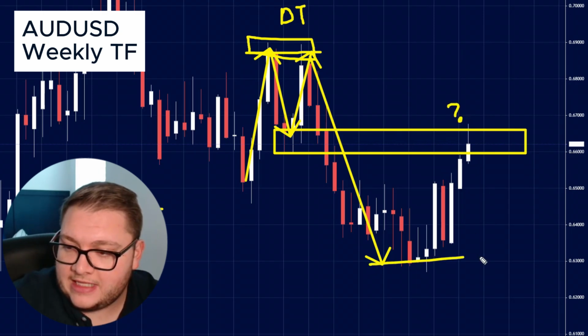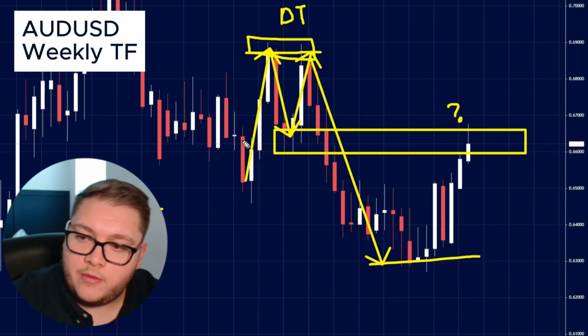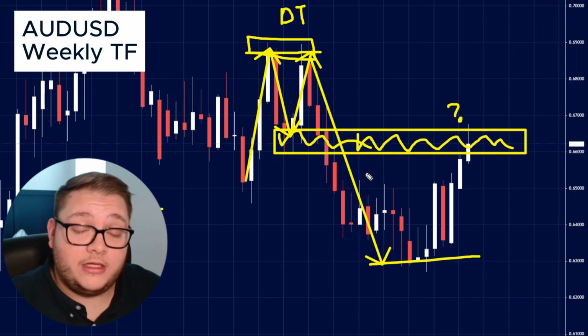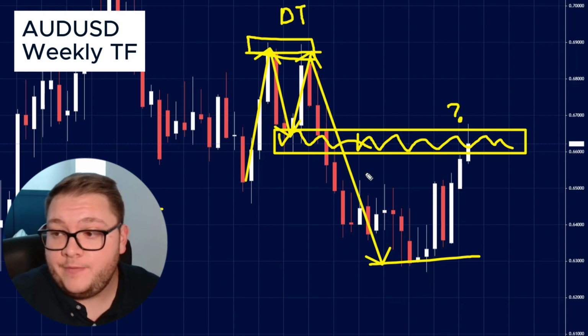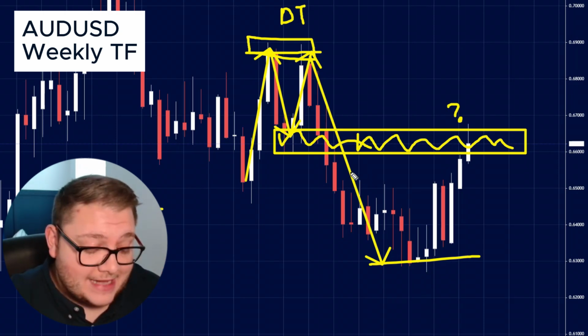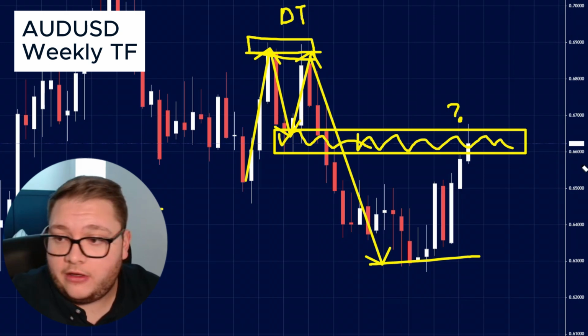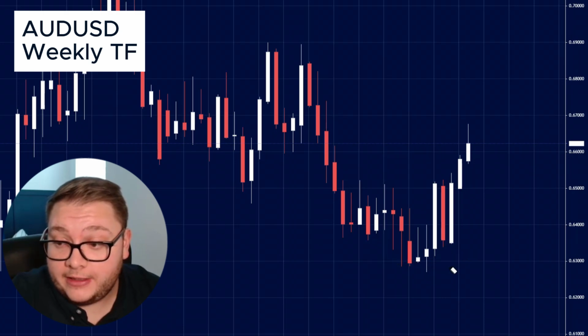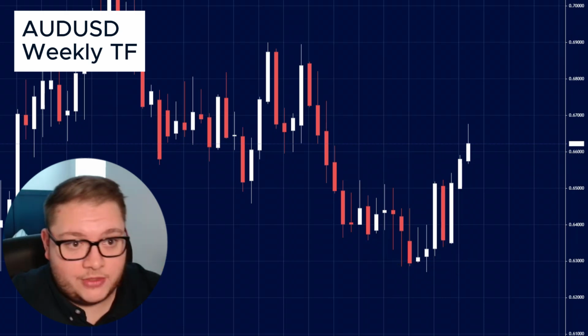We found support down at 0.63, but we've come up into a key area of resistance, which is this double top neckline from a higher time frame perspective. What we need to wait for though is a key change of trend pattern here. Now that may look something like a sort of double top pattern in and around this area. It may look something like a lower time frame change of trend.